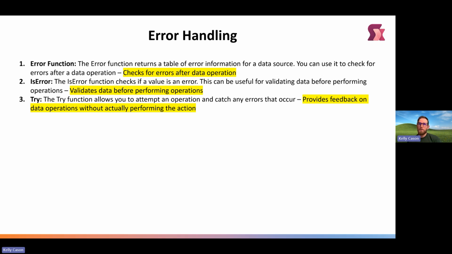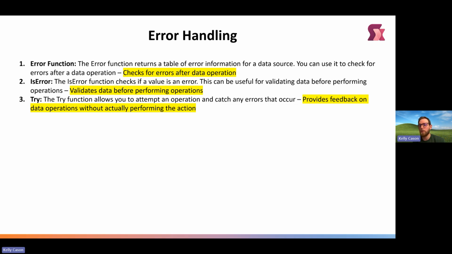And then one thing that is brand new to me that I actually would like to try, no pun intended, is the try function. The try function is new to me, but apparently it allows you to attempt an operation and catch any errors that occur without actually trying to perform the action. So it's attempting to, but not actually. So you're going to avoid patching bad data to your data source or crashing your application. It's just going to simulate running your code, but then giving you feedback on, hey, is this going to be successful or are there errors?